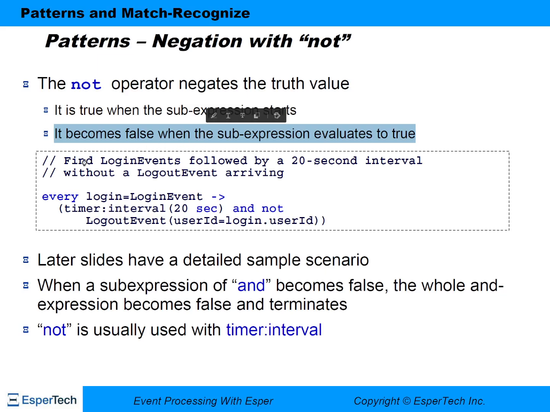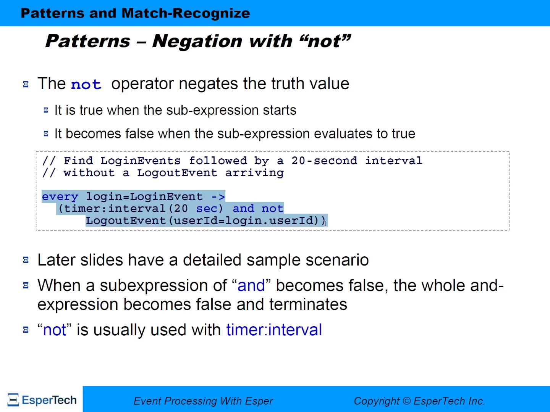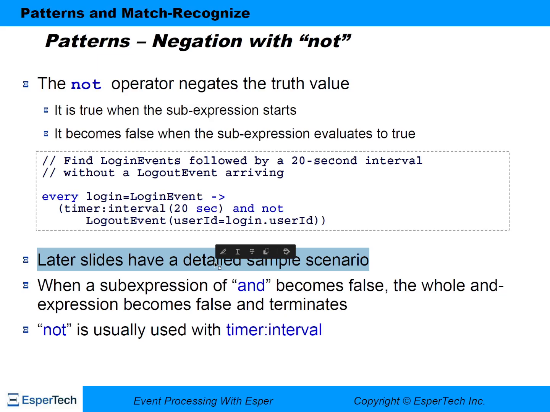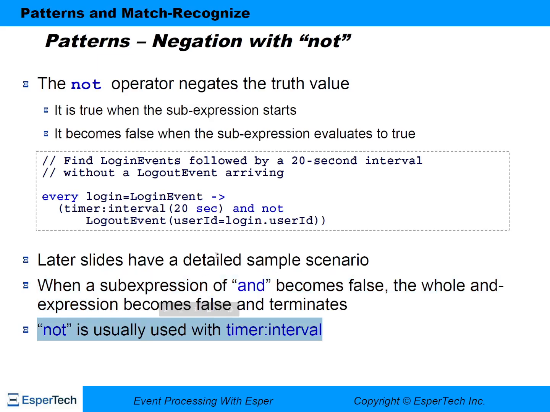The case we are presenting here is to find login events followed by a 20-second interval without a logout event arriving within the 20 second interval after the login event. The pattern is every login equals login event followed by parenthesis timer interval 20 seconds and not logout event user equals login user. Later slides have a detailed sample scenario. When a sub-expression of and becomes false, the whole and expression becomes false and terminates. Not is usually used with timer interval or some other kind of timer.